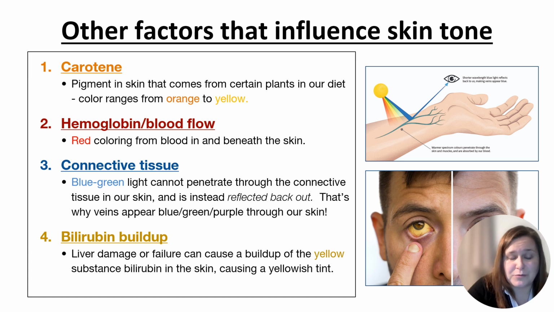And we can also have bilirubin buildup. We really don't want this to happen, but if you have liver damage or liver failure, it can cause a buildup of the yellow substance bilirubin in the skin. This is why when you see people with very advanced liver failure, they will have a yellowish tint to their skin and eyes.